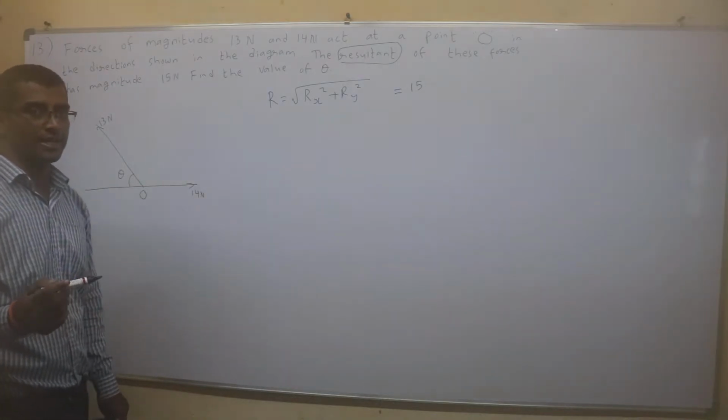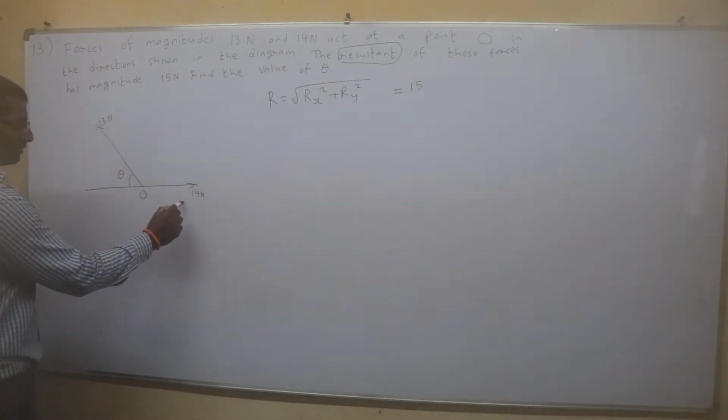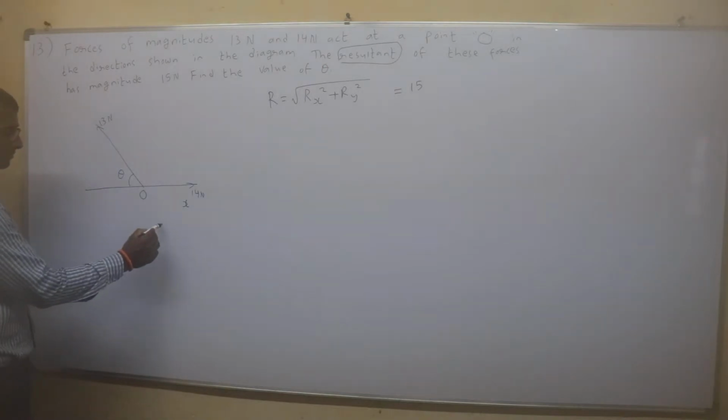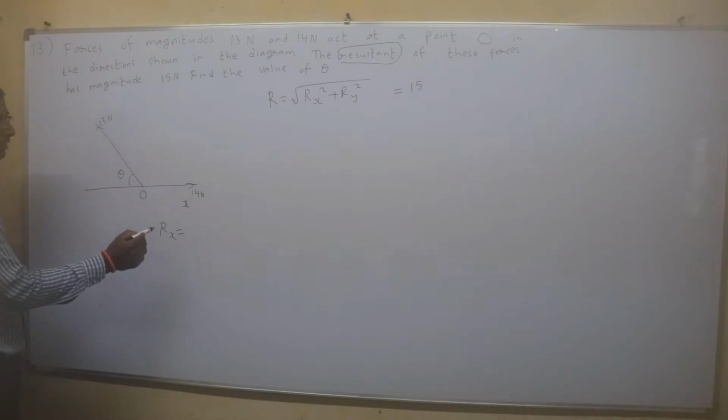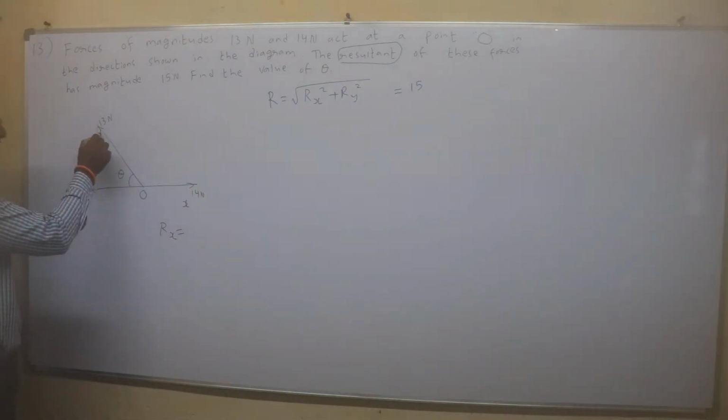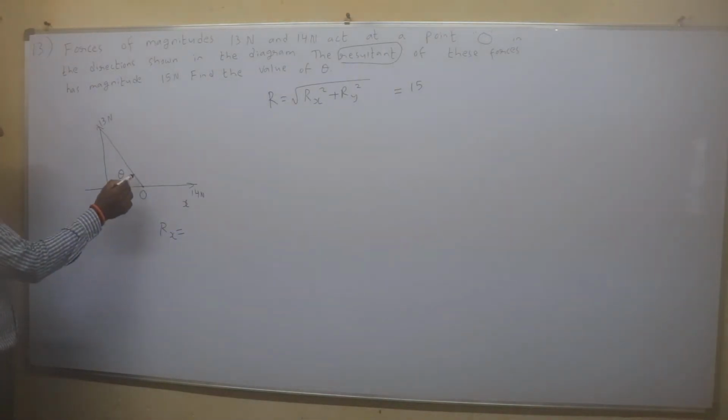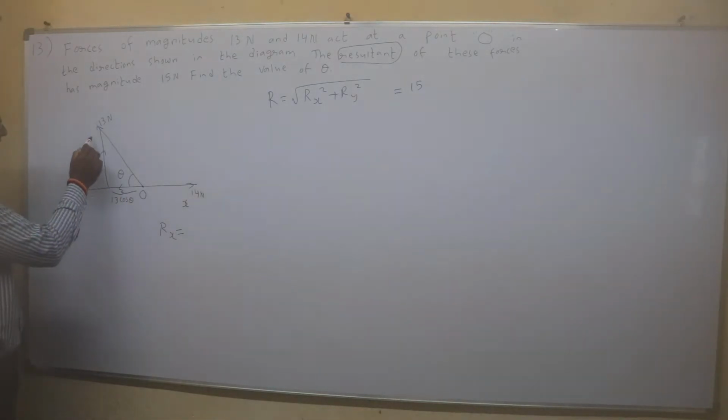Now how much is Rx? If I assume it to be x-axis, how much will I get for Rx? 14 no need to be resolved. 13 is acting at an angle, so to resolve 13 I drop the line down. So instead of walking in this way, I could have walked like this and like this. Now this is adjacent to theta, so it becomes 13 cos theta. This is opposite to theta, so it becomes 13 sin theta.